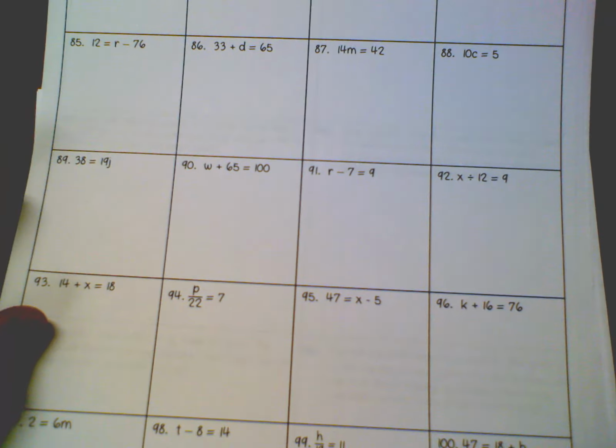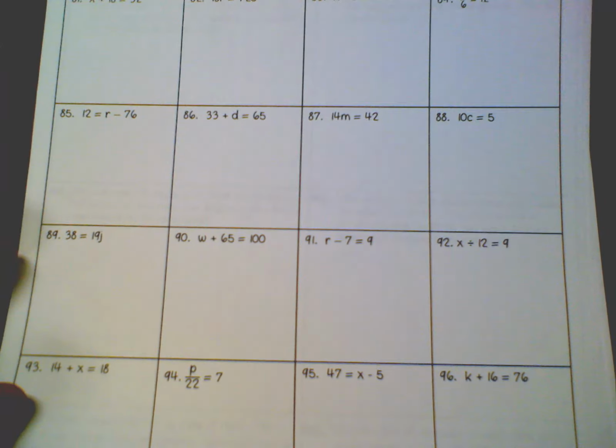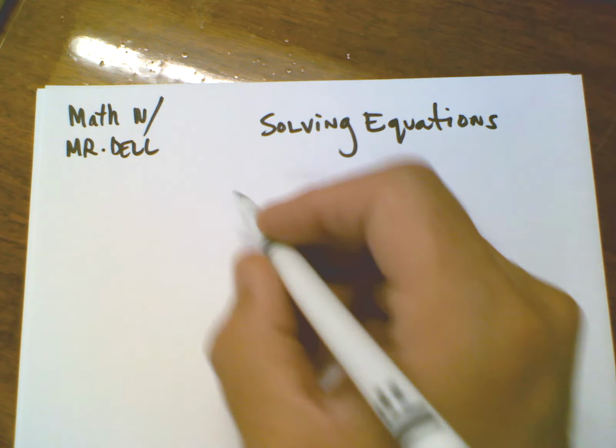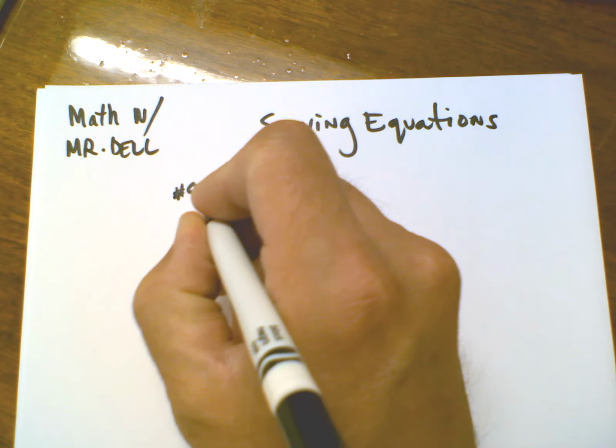So, solving equations, in this case, these equations, which are what we call one-step equations. So, I'm going to look at a couple equations, but I think I'm going to look at 89. We'll start with that one.